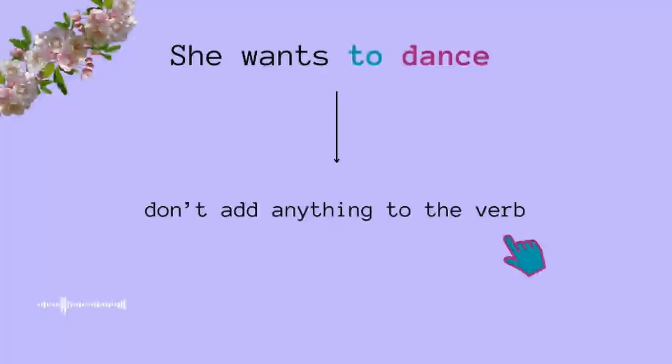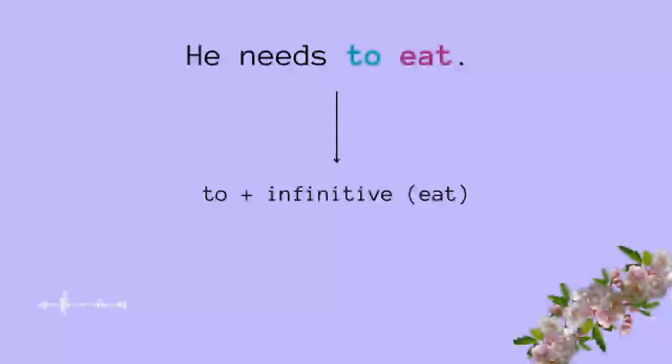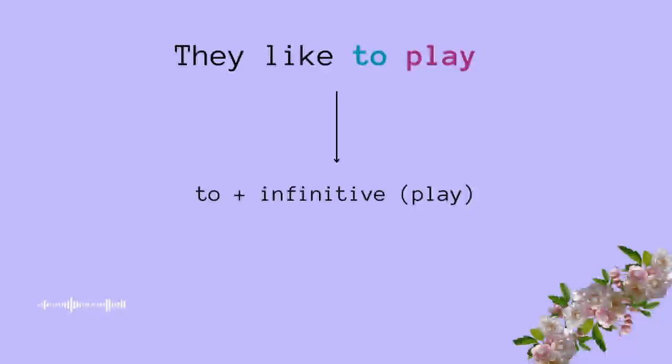Let's have a look at another example. He needs to eat. He needs to eat. So we have to and then eat. Eat here is in a base form condition. We don't say he needs to eats, for example. No. He needs to eat. The same thing goes to the next example, which is they like to play. So here we have to followed with play. Play is in the base form condition because of to.